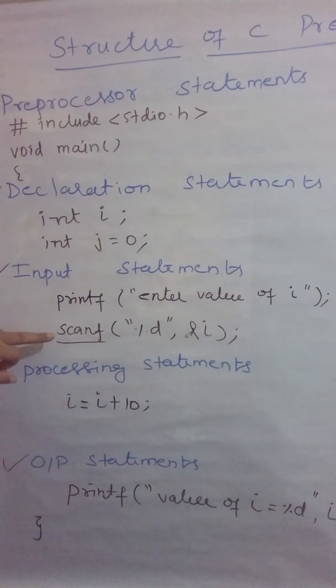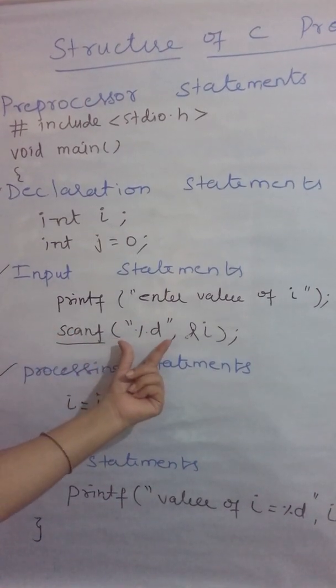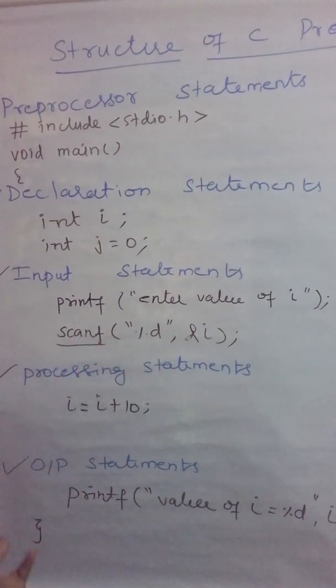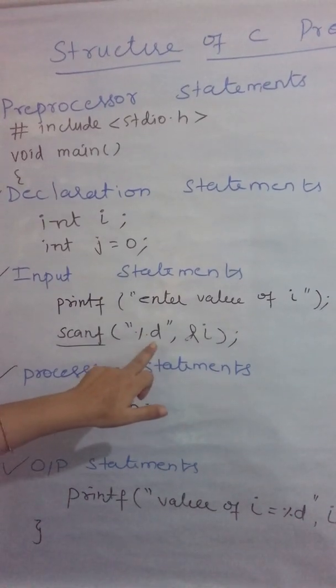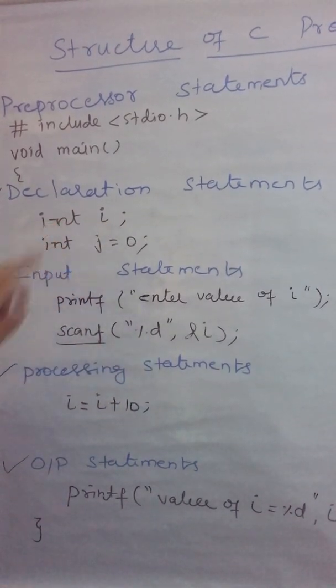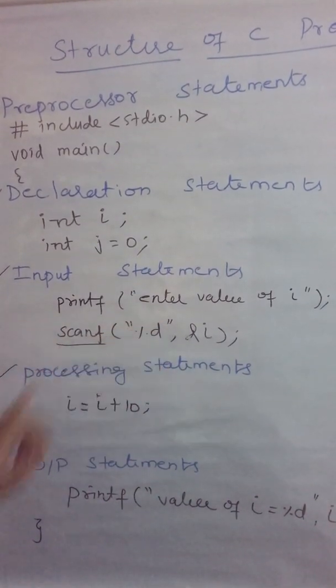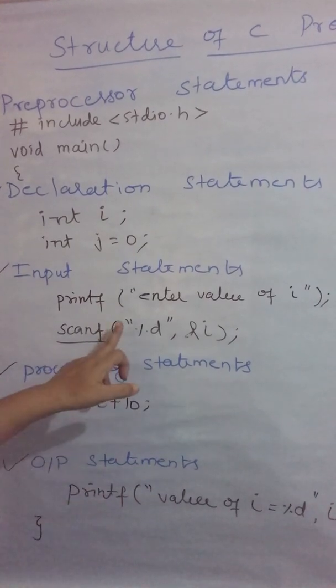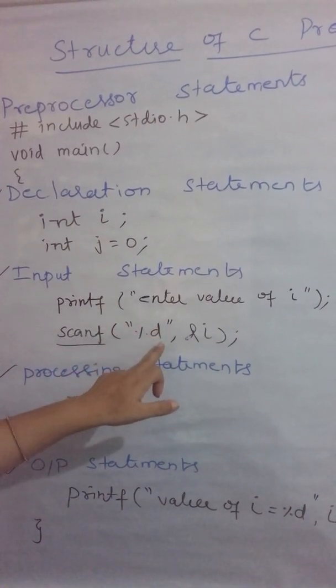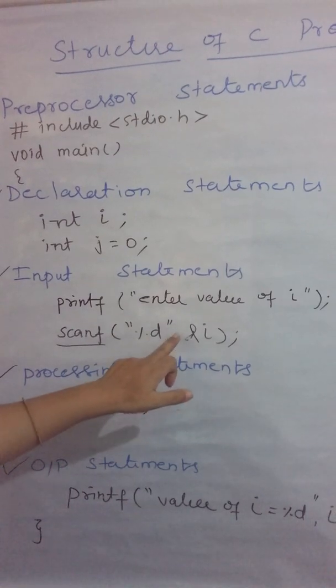In the scanf statement, the first argument is your control string. The control string is already fixed. i is an integer variable. If I want to get a value for an integer variable, then the control string or format string is %d. The control string or format string is included within double quotation marks, followed by a comma.